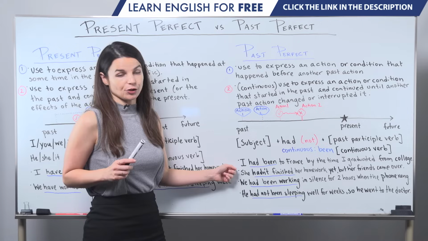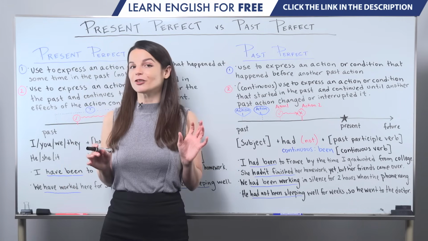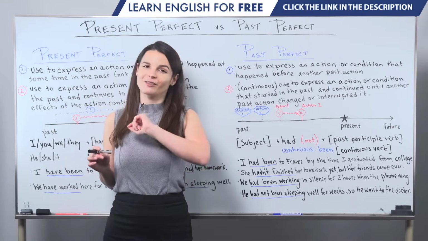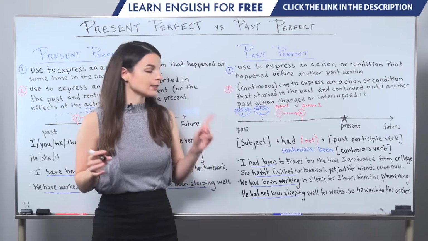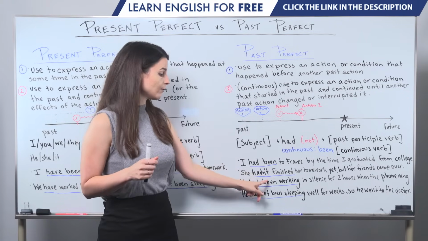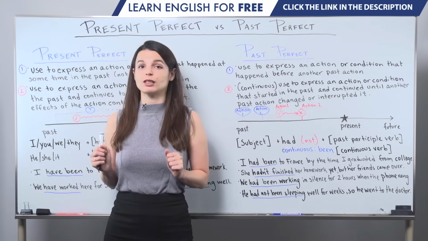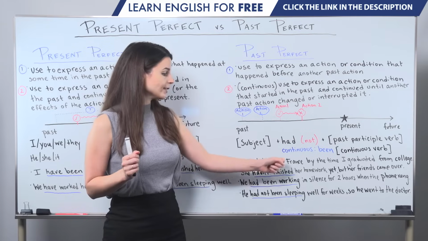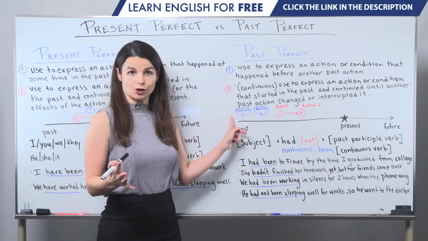She hadn't finished her homework yet, but her friends came over anyway, maybe, as kids do. So what's happening in this sentence? Here we have a negative. I've used the reduced form. Had not becomes hadn't. She hadn't finished her homework yet. That's action one, or condition one.